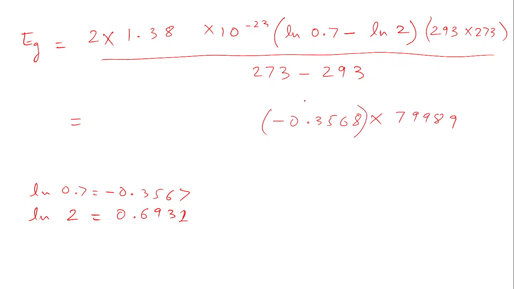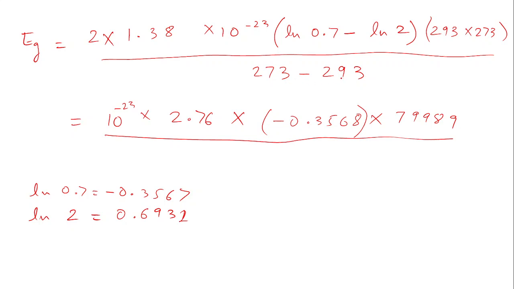This was what was in the bracket here, and this thing will be 2 times 1.38 is 2.76, and this power is still there, 10 to the power minus 23. These are in multiplication, so order doesn't matter, of course. And in division, 273 minus 293 means minus 20. This here is minus, so ultimately our answer is going to be positive, so no problem there. And further doing the calculation, 2.76 multiplied by 0.3568 multiplied by 79989 divided by 20.